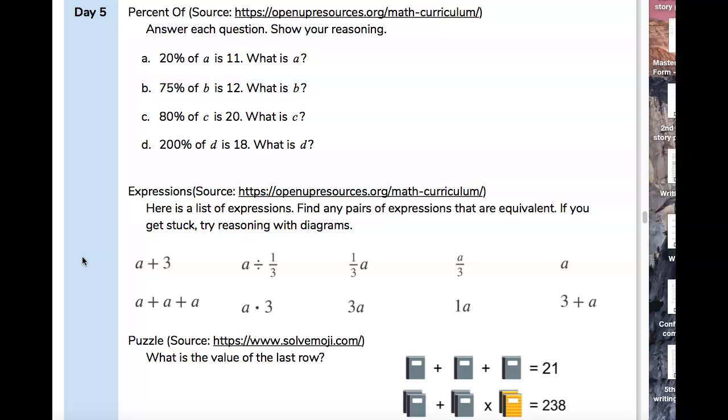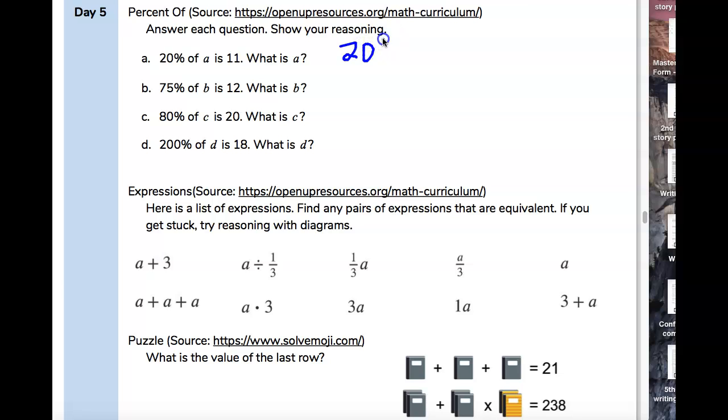All right, if we look at day 5 of week 2, we are going to find percents of a number. Okay, so A says 20% of A is 11. So what we want to do is change 20% to a decimal. Okay, so we do that.